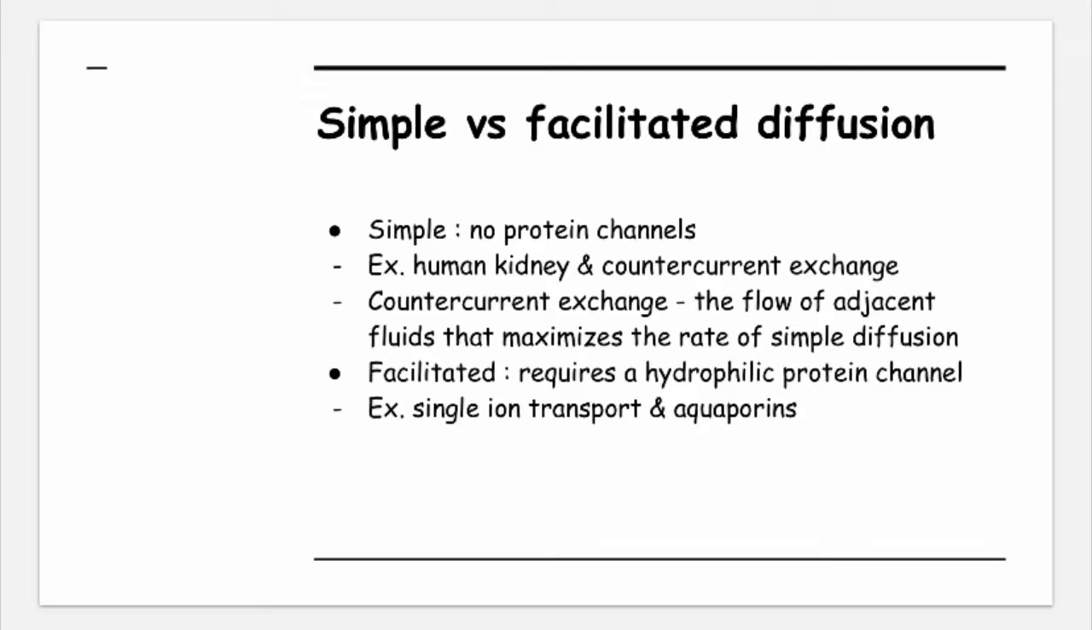The other type of diffusion is facilitated diffusion, and it requires a hydrophilic protein channel, and examples are ion transport and aquaporins. Aquaporins are important in biology, and they are special water channel proteins that are found in certain cells, and they facilitate the diffusion of a lot of water across the cell membrane.